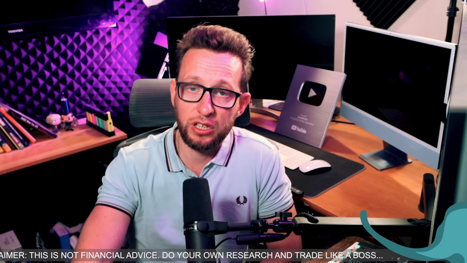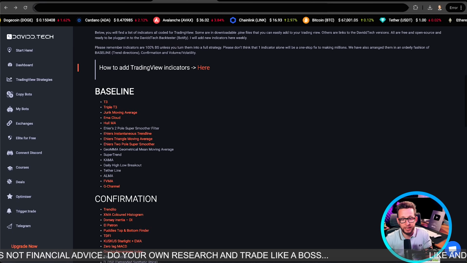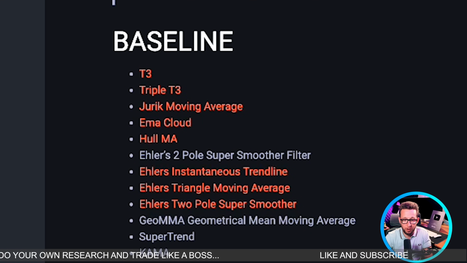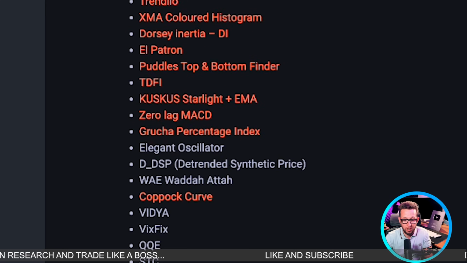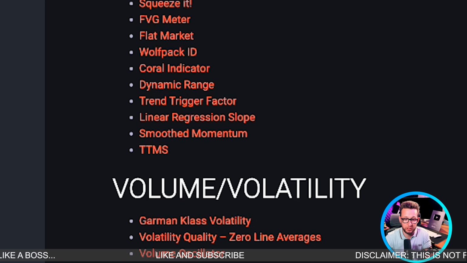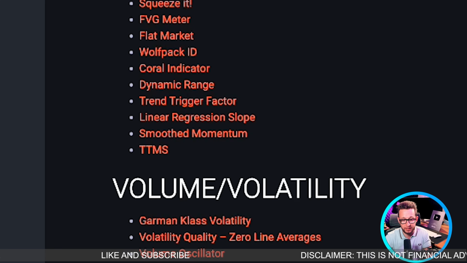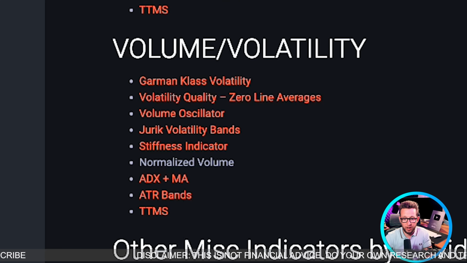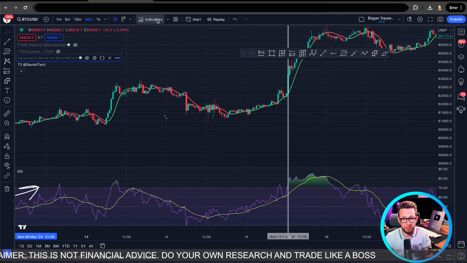Okay, back over to the charts. So the other indicators that we're going to be using from the list today. We have the T3 for our baseline trend direction. We're also going to be using the new TTMS indicator from David Tech, which is the squeeze momentum indicator. We're going to add that to the charts in the same way. We're going to click it and add it to our favorites and then add it to our charts. And then for our volatility indicator, we're going to be using the ADX with MA. So I'm going to go over, I'm going to search for them.